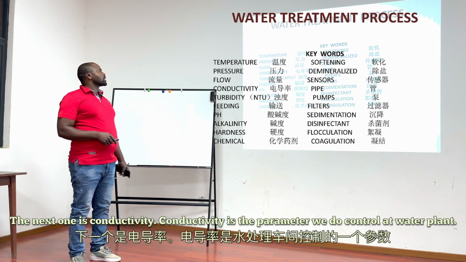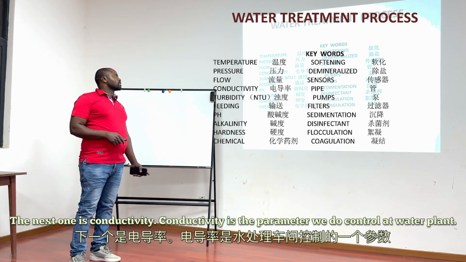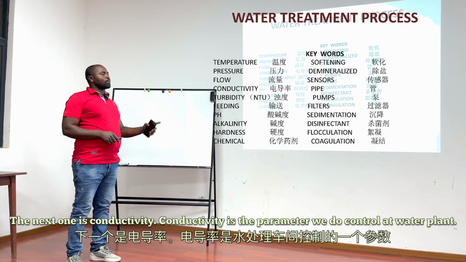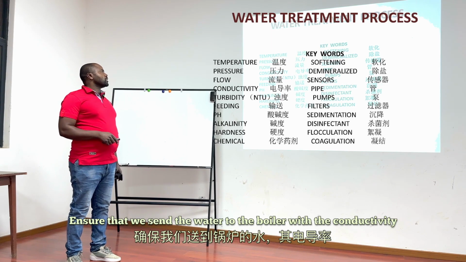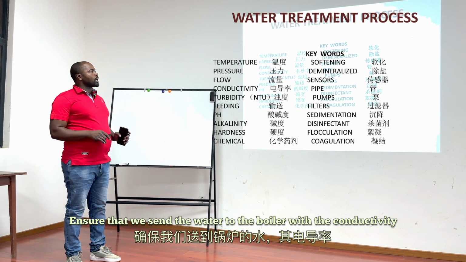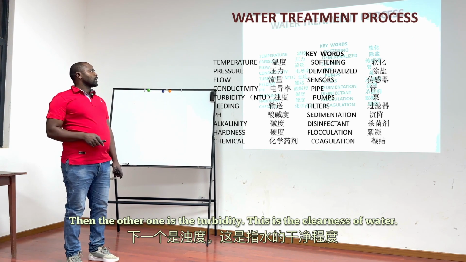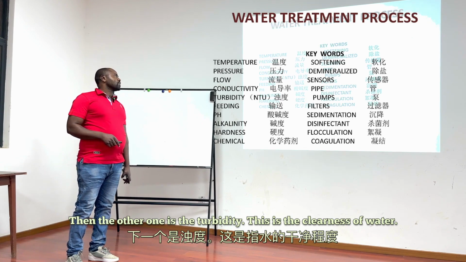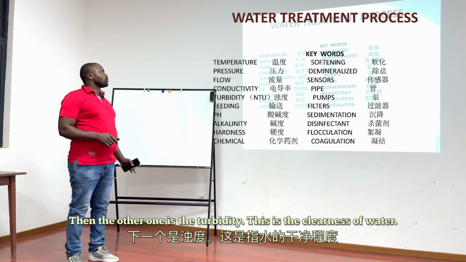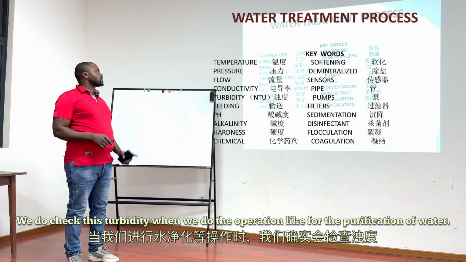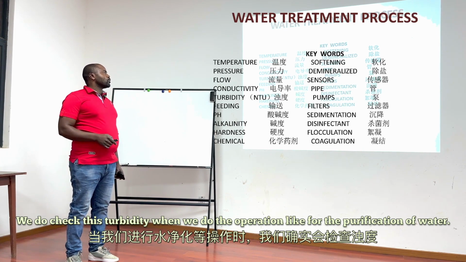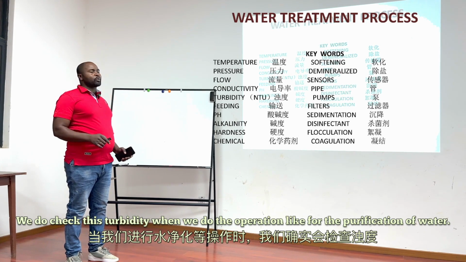The next one is conductivity. Conductivity, this is the parameter we do control at water plant, to ensure that we send the water, more especially for the boiler, with the conductivity in the range of the standard. Then the other one is the turbidity. This is the clearness of water. We do check this turbidity when we do the operation like the purification of water.